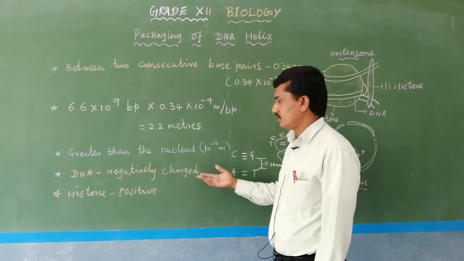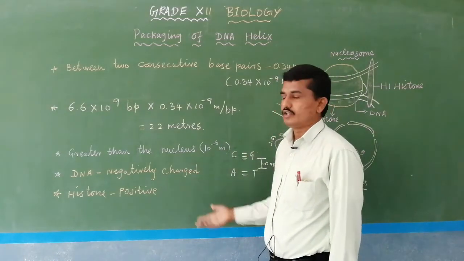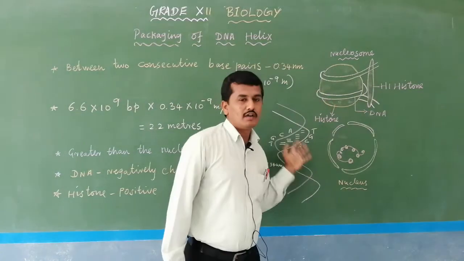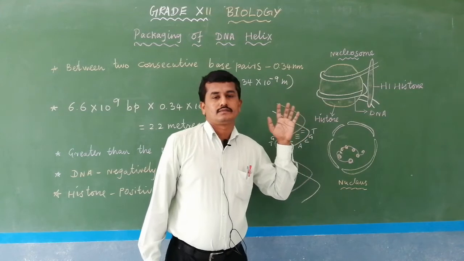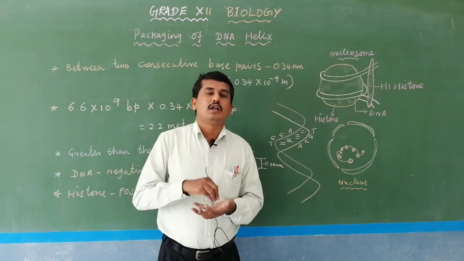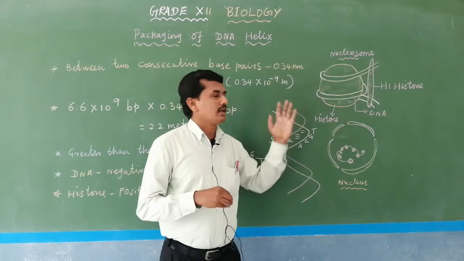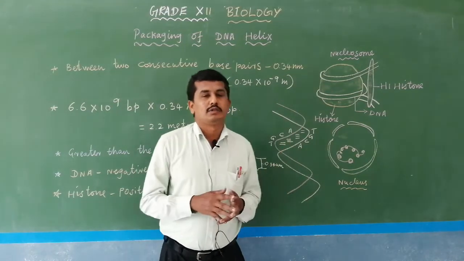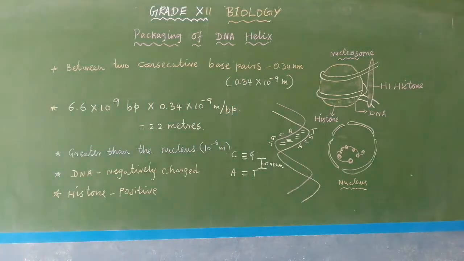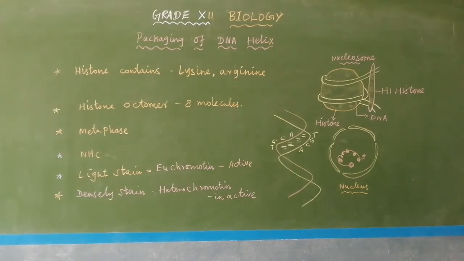Maybe questions are asked. DNA is negatively charged, we know. Histone is positively charged. This is actually the packaging of DNA. The long DNA polymer is packed inside the small nucleus with the use of histone and some other proteins. So, next one is DNA helix.